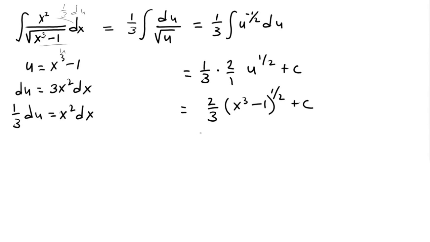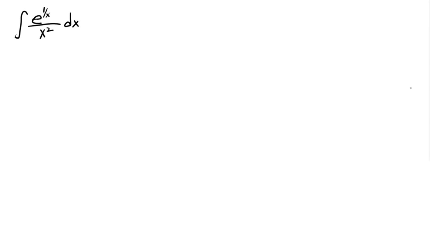That's good enough, but if you want to go the one extra step, 1/2 power is a square root, so that would be the square root of x to the 3rd minus 1 plus c, like that. Okay, let's take a look at another one before I sum everything up. Let's get a little more complicated here.